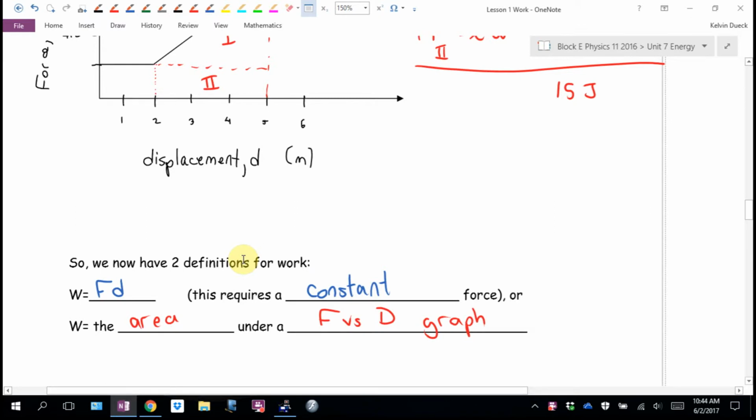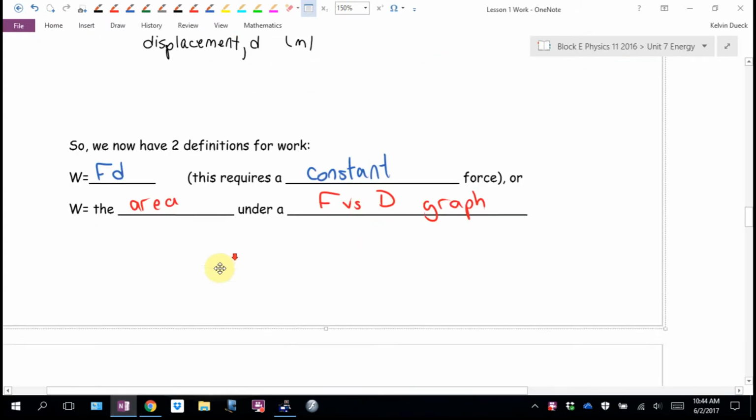So we ended last day saying there were two definitions for work. Work was force times distance. Force had to be constant. Distance had to be in the same direction as the force. Or it was the area under a force versus distance graph.